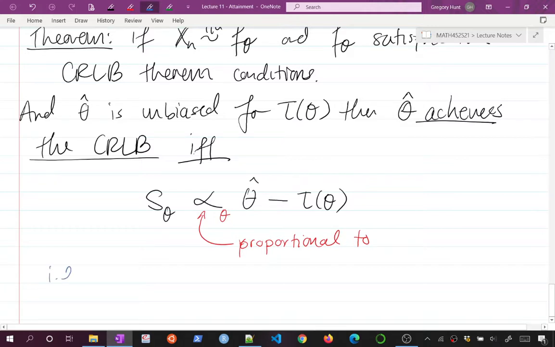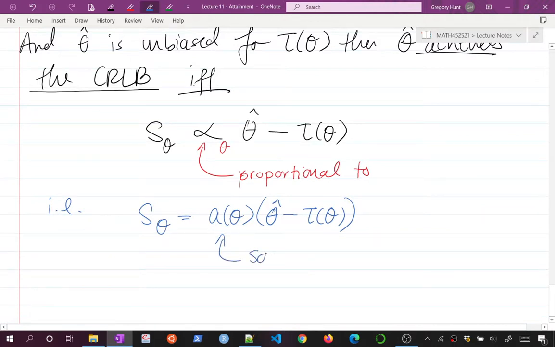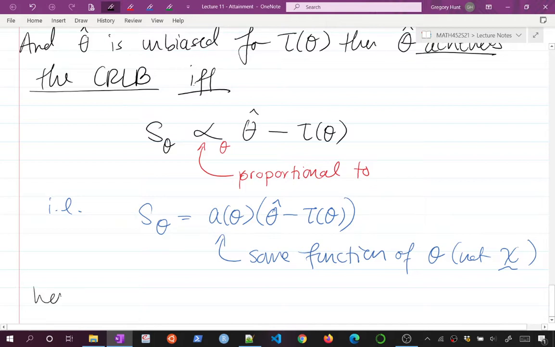So what this means is that the score is some function of theta times theta hat minus tau of theta, where this is some function. I don't really care what it is, but there's some function that potentially involves theta. It cannot involve theta hat. It cannot involve the x's. So, some function of theta, not the x's. If there's some function such that the score is some function involving theta, not the x's, times theta hat minus tau, then theta hat achieves the CRLB, hence theta hat is the UMVUE for tau of theta.